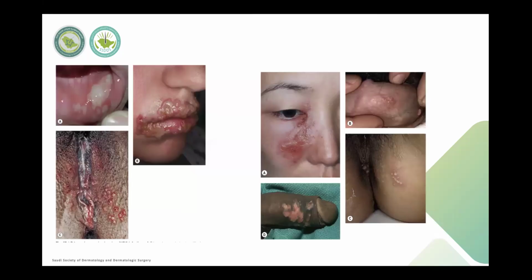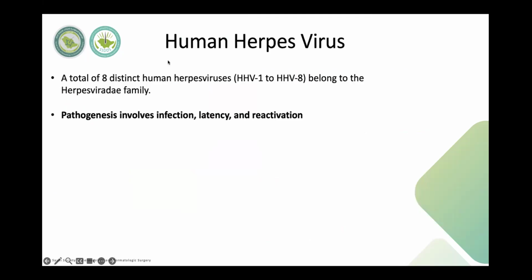Here we shift gears into another type of virus, which is, I think, very well known, the human herpesvirus. We'll come back to this photo, but there are a total of 8 human herpesviruses. We've already discussed types 6 and 7.